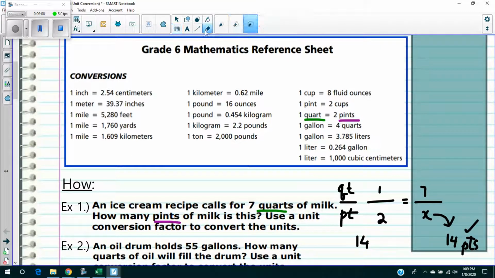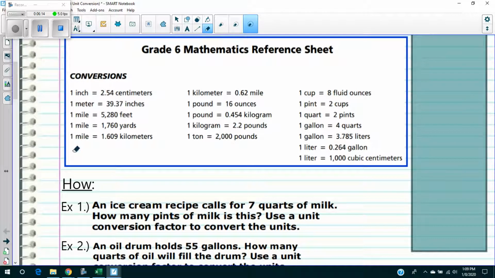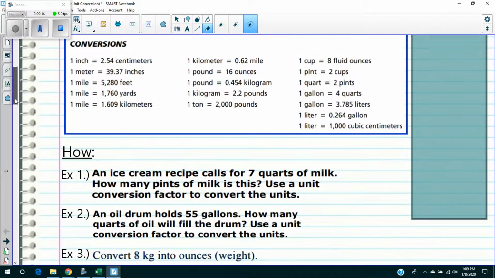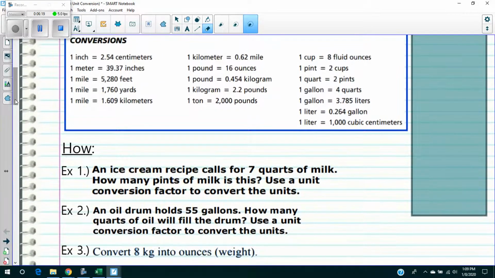Let me erase this. So the next question says, an oil drum holds 55 gallons. So an oil drum, meaning a barrel of oil, holds 55 gallons. Okay, so we're looking at gallons. How many quarts of oil would fill the drum? So gallons to quarts. Again, I'm going to color code this. Quarts.